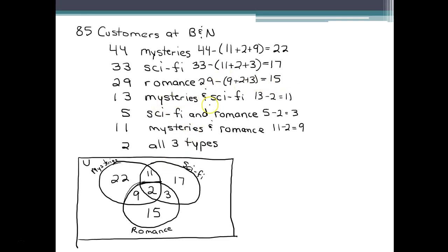And then for those who purchase none of those, you've got 85 customers. And you've got to subtract the 22 plus 11 plus 17 plus 9 plus 2 plus 3 plus 15. So I'm getting 79 here. You have to subtract 85 and 79, and you get 6. And that's what goes out here.